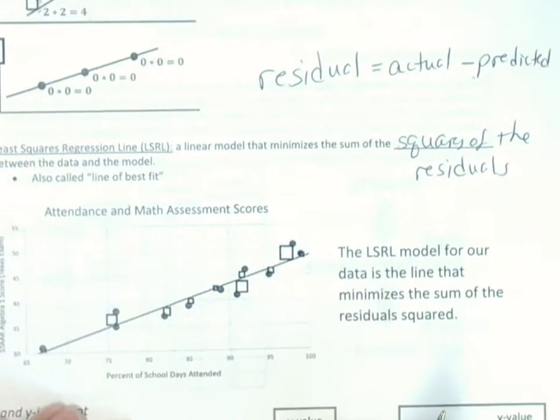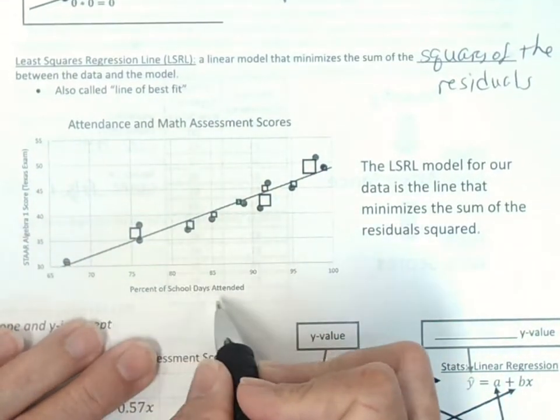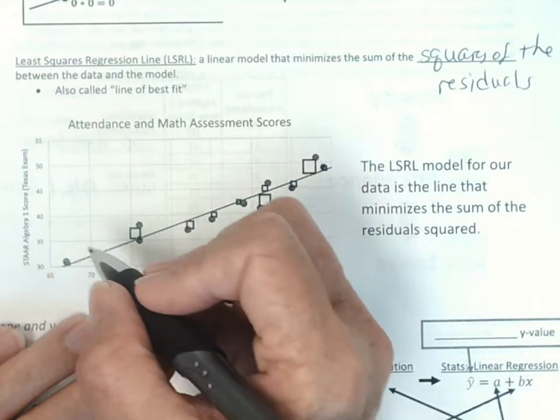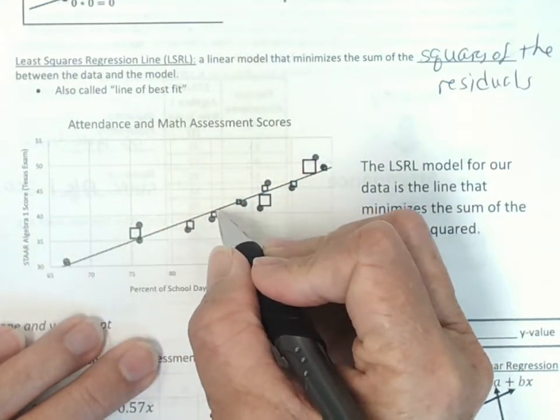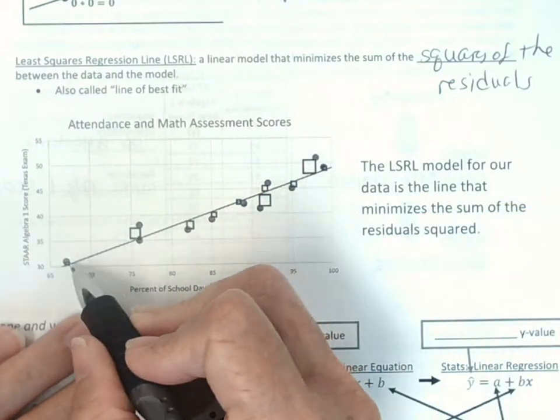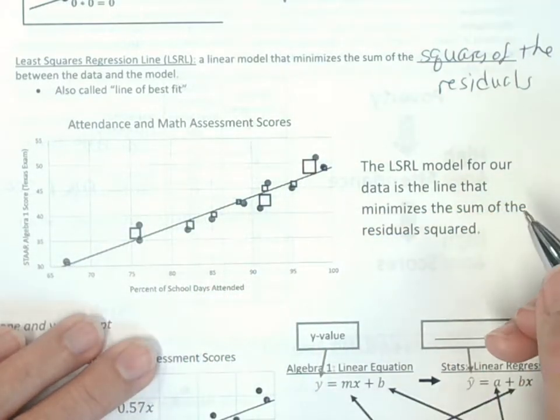So here is my data for my attendance, my percentage of school days attended versus the STAR score. And you can see that we've built these little squares. So it's my residual squared in each case. And we're going to add all those together.